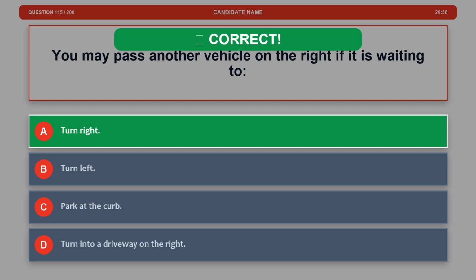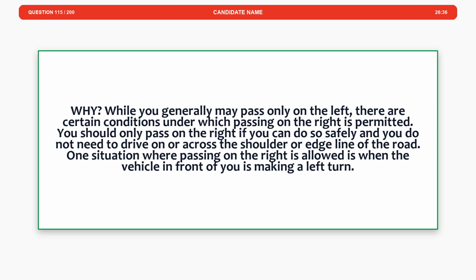The correct answer is option A, turn right. Explanation: while you generally may pass only on the left, there are certain conditions under which passing on the right is permitted. You should only pass on the right if you can do so safely, and you do not need to drive on or across the shoulder or edge line of the road.